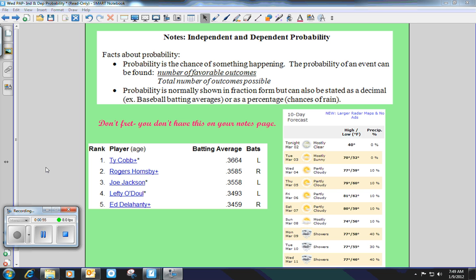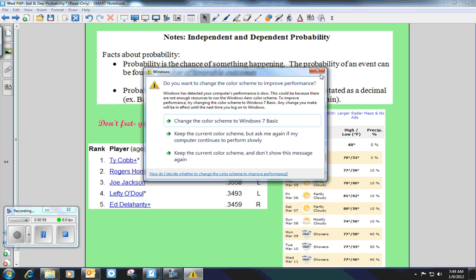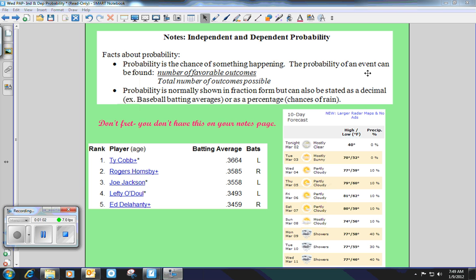We can show it in fraction form, and that's how it's normally shown. 2 over 10 reduces to 1 over 5. So we can show it in fraction form, and then we simplify it as best we can so that it stays in fraction form. But we could also use a decimal, as in batting averages. For example, if you're batting, as well as Ty Cobb here, with a .3664 batting average, that means that about 3 or 4 times out of every 10, he's going to get a hit and get on base.